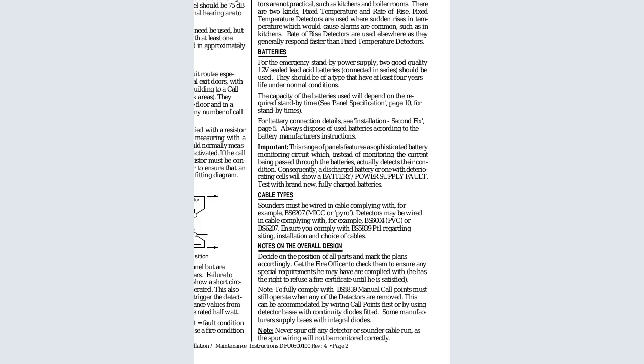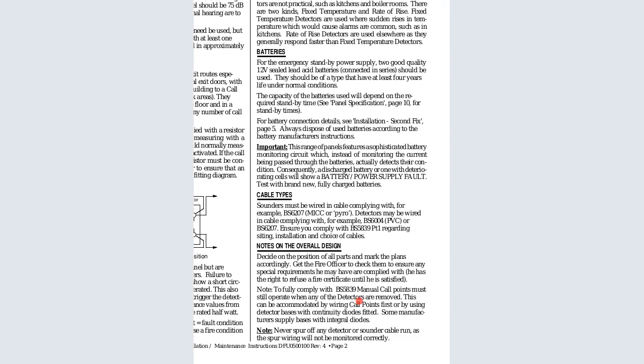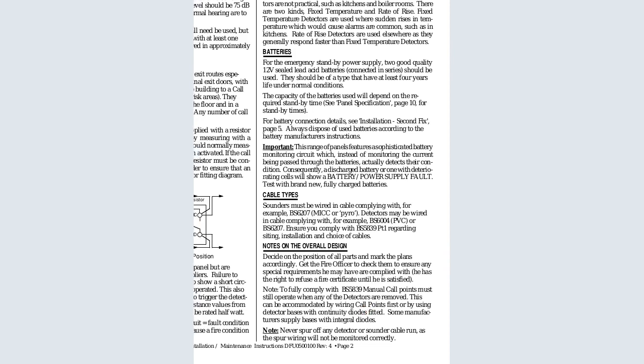The common BS standard for the fire alarm is 5839, which is very important regarding the siting of the installation and the choice of cables. Note for the overall design: decide on the position of all parts and mark the plans accordingly. Get the fire officer to check them to ensure any special requirements, as he has the right to refuse the certificate.